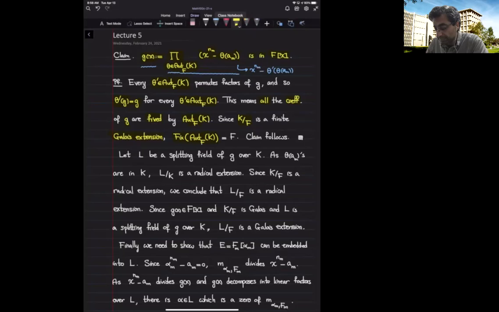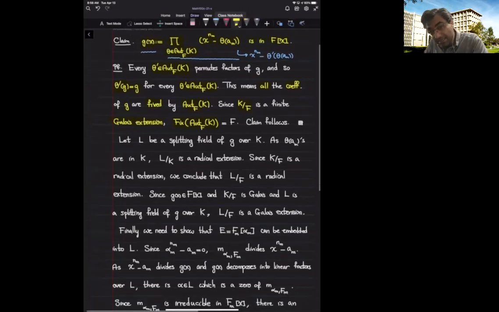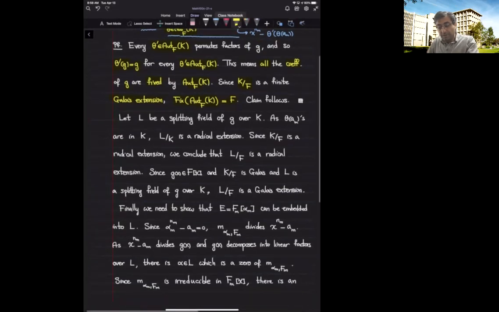Because it's a Galois extension, F is the fixed point of the group of F automorphisms of K. So the field of fixed points of this group is F. That's one of the equivalent properties of being a Galois extension. Or you can refer to the fundamental theorem of Galois theory. In either case, we know that the set of fixed points of F automorphisms of K is F if and only if K over F is a Galois extension.